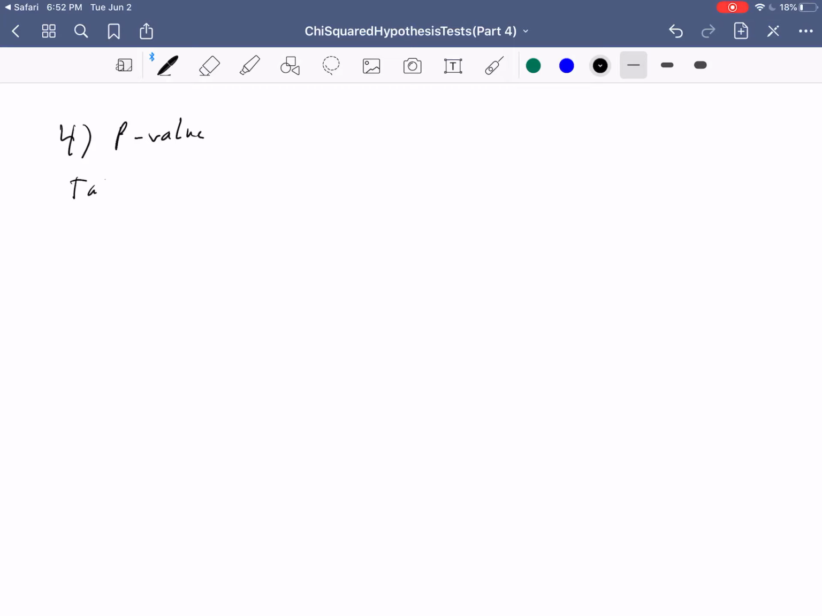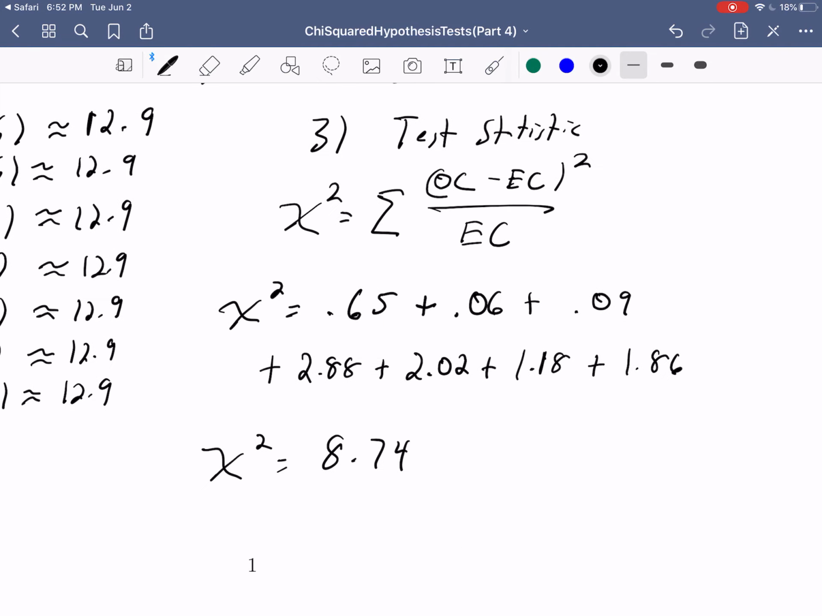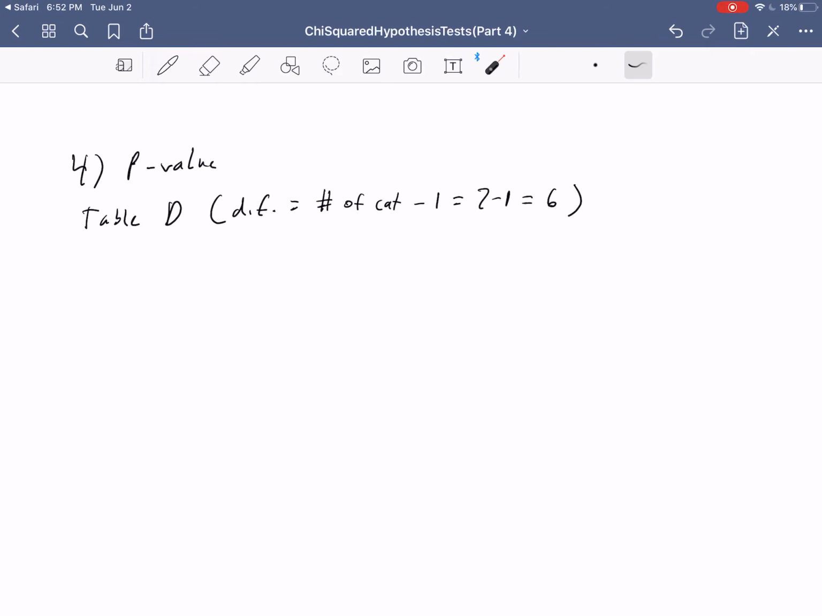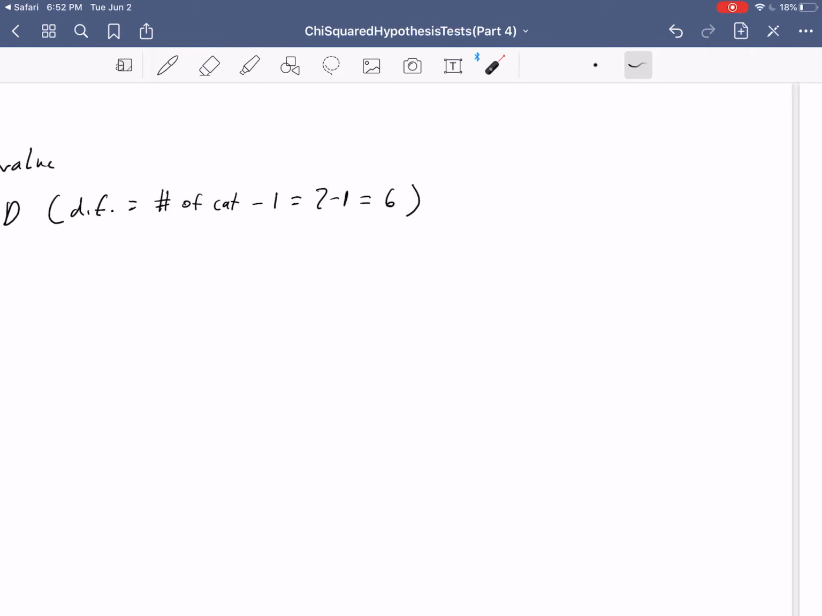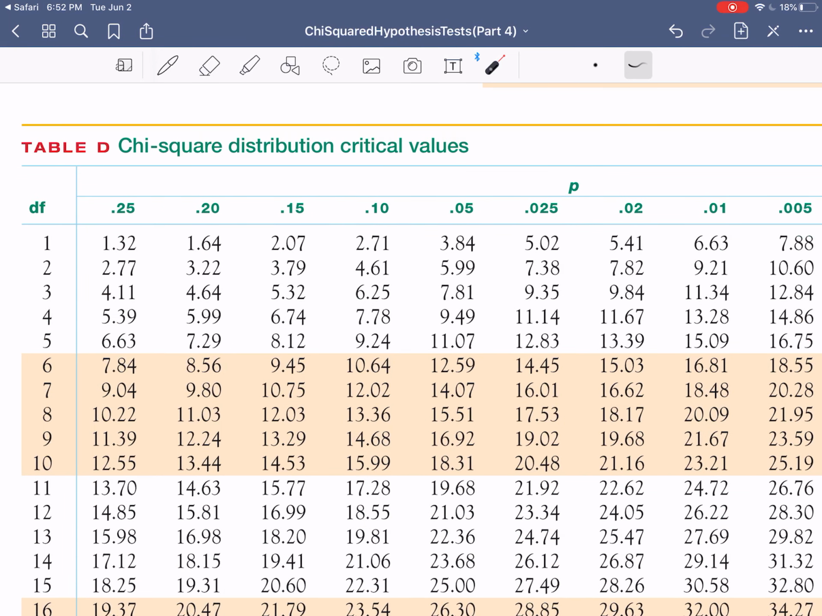We're going to need to use table D. Our degrees of freedom, well, is the number of categories minus 1. What is the number of categories here? Well, we had 7 days of the week, so it's 7 minus 1, which is going to be 6. Remember, our chi-squared was this 8.74. So we're looking for 8.74 with 6 degrees of freedom.